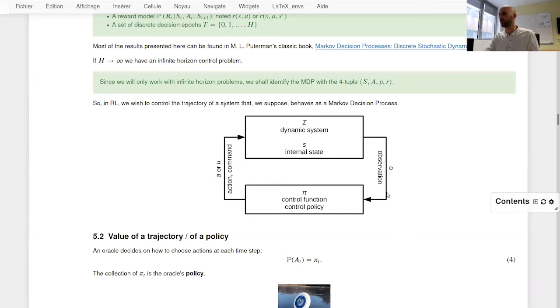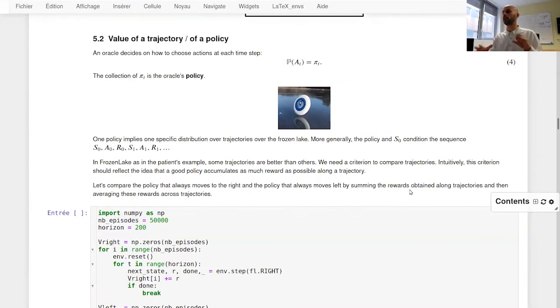So we still have that same drawing from the beginning, and we are making the assumption here that the system behaves as an MDP, a Markov decision process. Now suppose that an oracle decides on how to choose actions at each time step. So that oracle decides on a probability distribution for each of the variables A_t. This probability distribution, I will write in short π_t. So it's a different distribution at every time step.